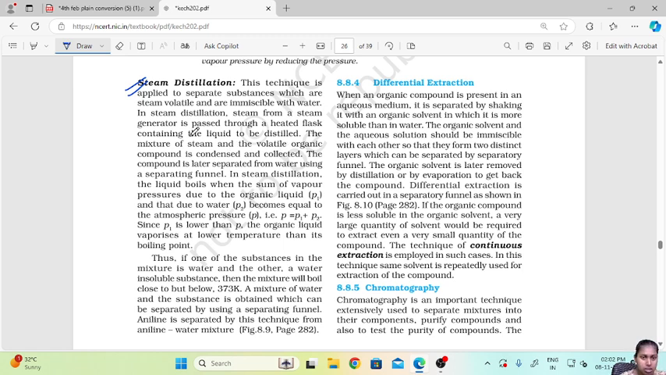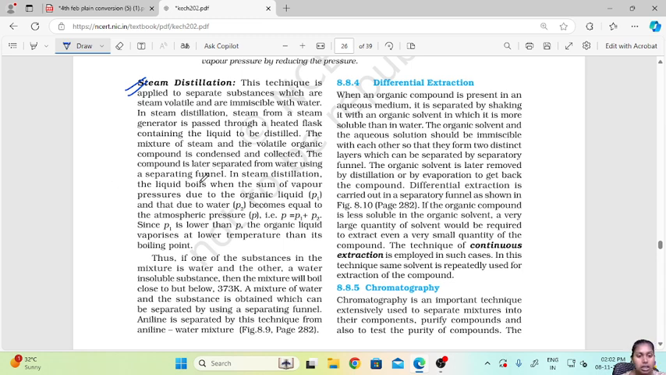Now in steam distillation, what happens? Steam is passed from a steam generator through a heated flask containing the liquid to be distilled. To the mixture of the liquid that you want to distill out, steam is passed from a steam generator. The mixture of steam and the volatile organic compound is condensed and collected. So the steam and the volatile organic compound are condensed together and collected. The compound is later separated from water using the separating funnel.